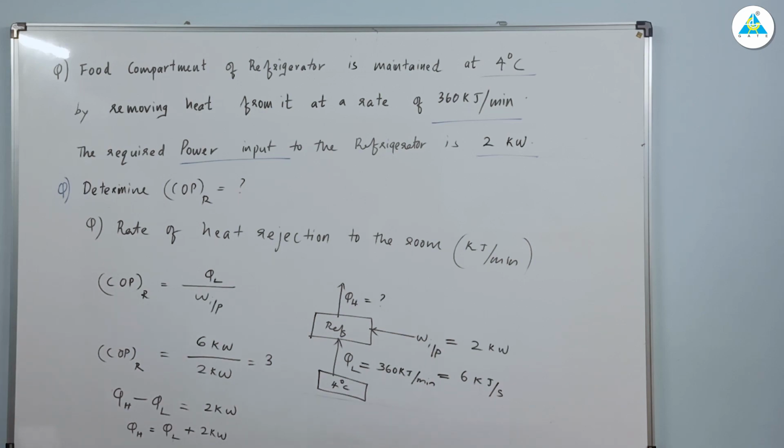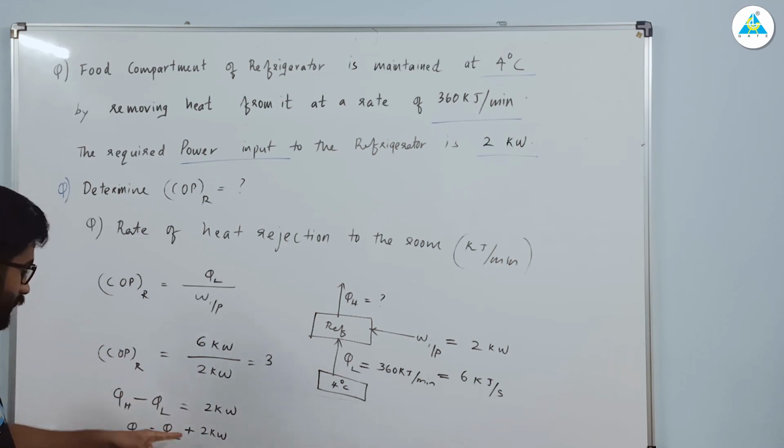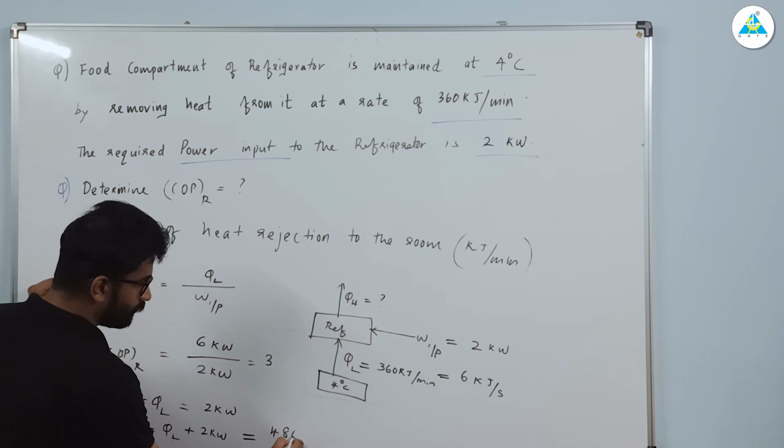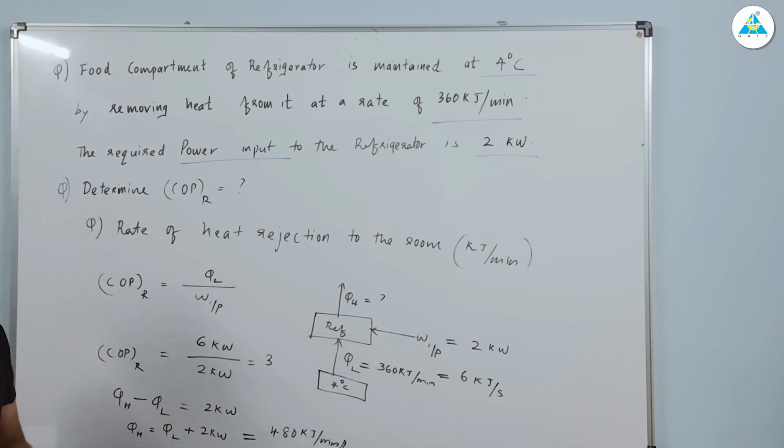So 2 kilowatt means what? 120 kilojoule per minute. So 120 plus this, so it will be 480 kilojoule per minute. Clear? So this will be the answer for this particular problem. I hope this is also done.